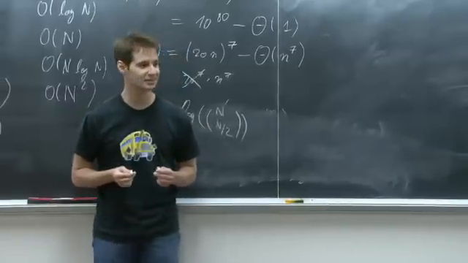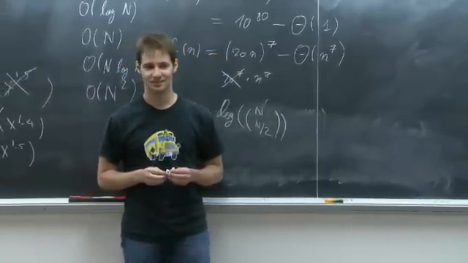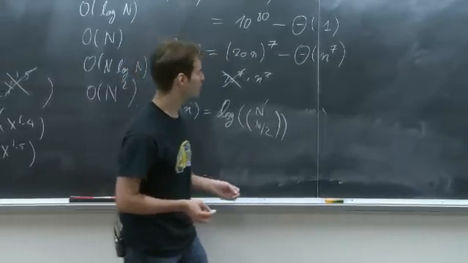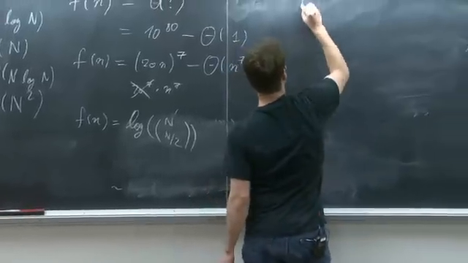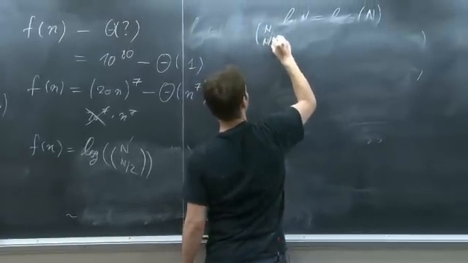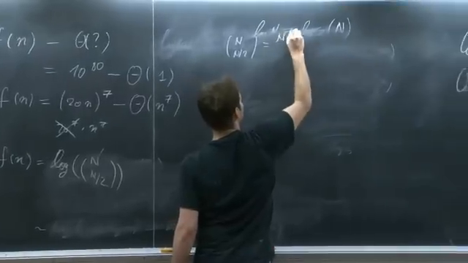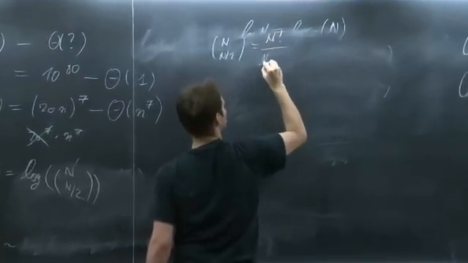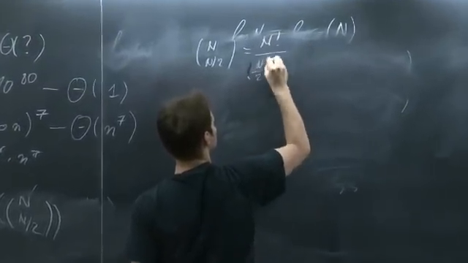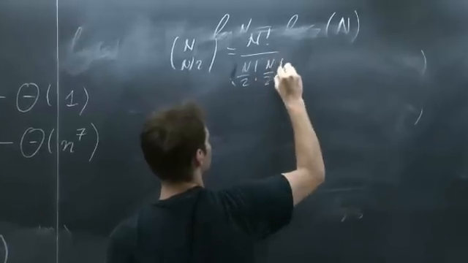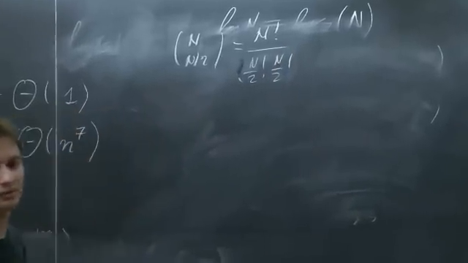I'll offer help. What's n choose n over 2? So this is... Is that n factorial over n divided by 2 factorial? N factorial over n divided by 2 factorial times n divided by 2 factorial. Close.